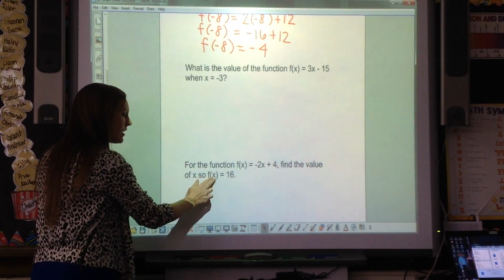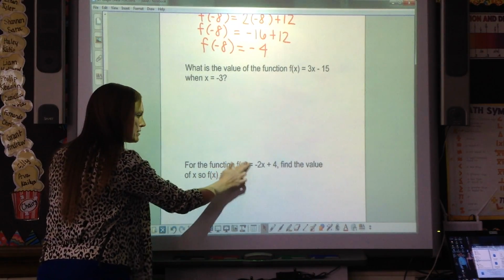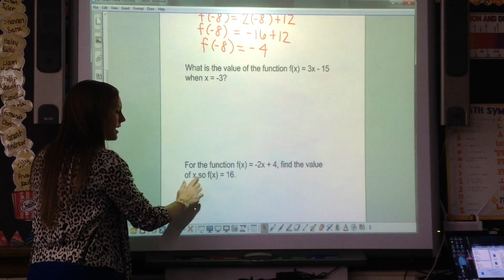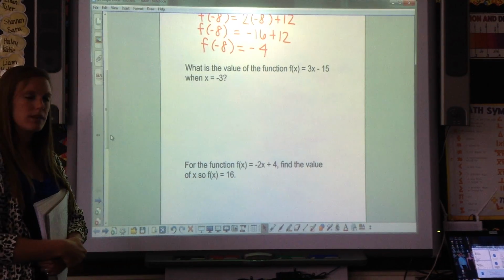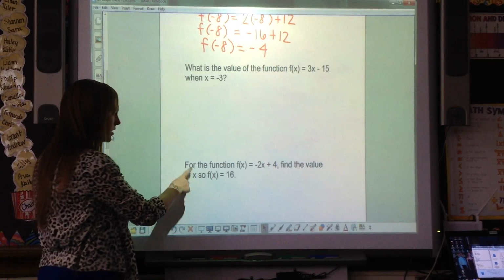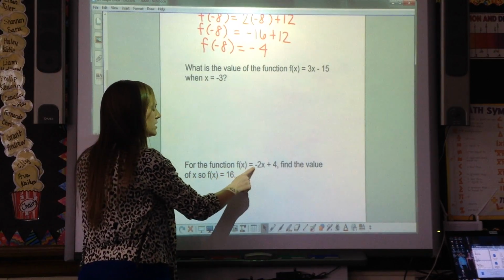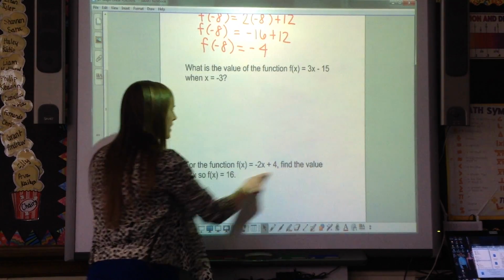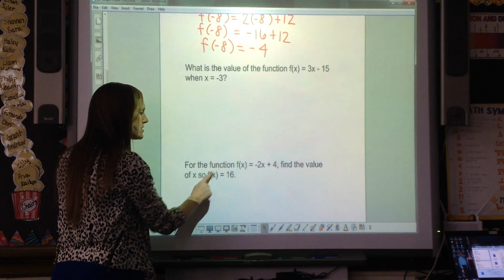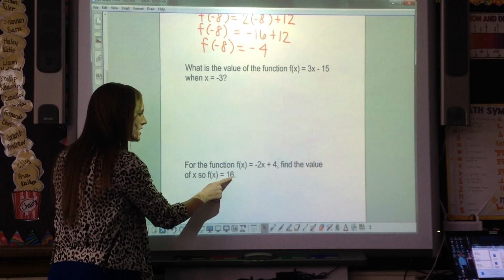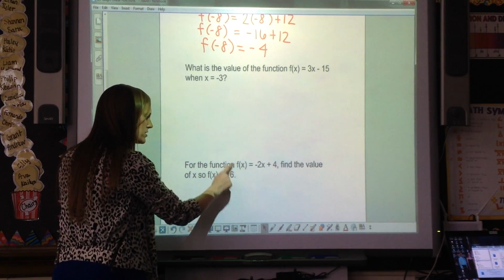This f of x replaces y. This is like a y. It's saying, find x when y equals 16. Again, f of x is just another fancy way of writing y. So for the function f of x equals negative 2x plus 4, find the value of x when f of x equals 16. It's telling us the answer. The answer is 16. This whole answer is 16.